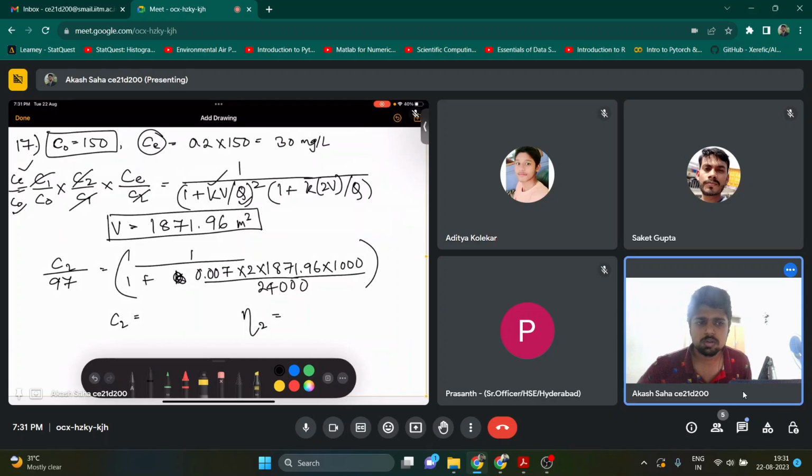Tell me what is C2. I solved it fully, just tell me the value. I got 46 milligram per liter. It might be a little bit here and there because of some decimals. So it is 46. So what will be my efficiency?